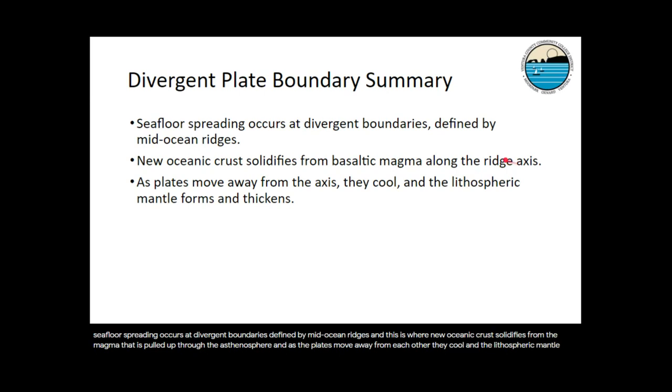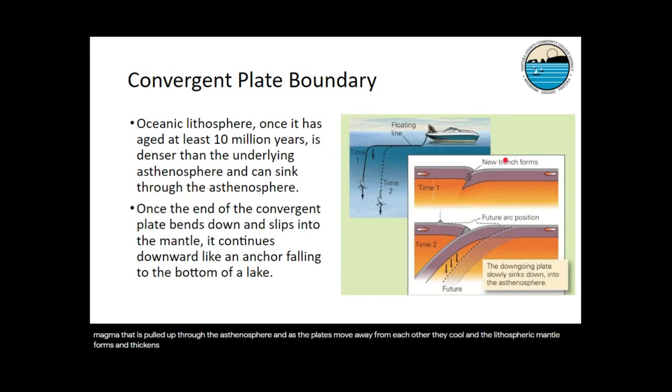Okay, so now let's talk about the other type of plate boundary, which is a convergent plate boundary. And this is where we have two plates coming together. So when we have oceanic lithosphere, it is denser than the underlying asthenosphere and can sink through the asthenosphere. So once the end of a convergent plate bends down and dips into the mantle, it continues downward like an anchor falling off the bottom of a lake here.